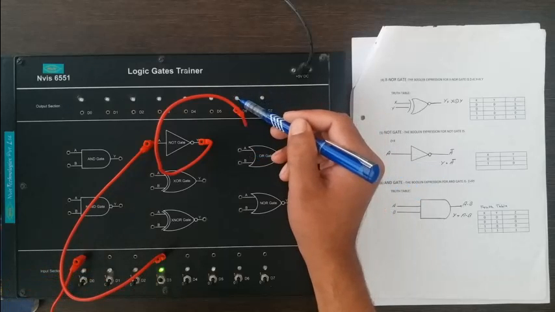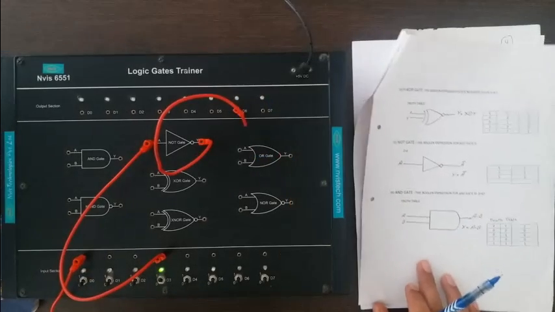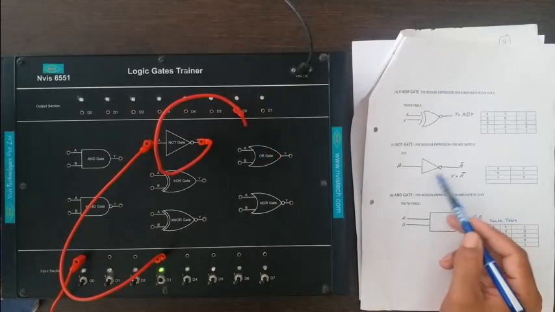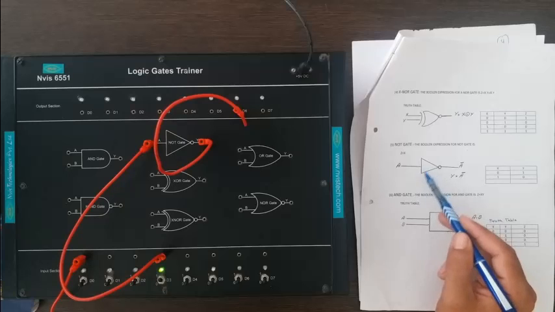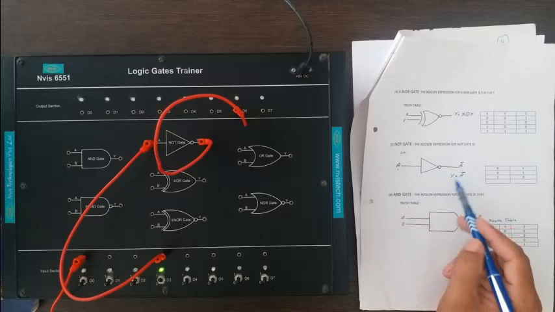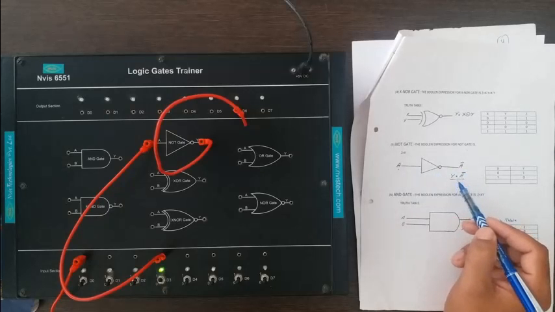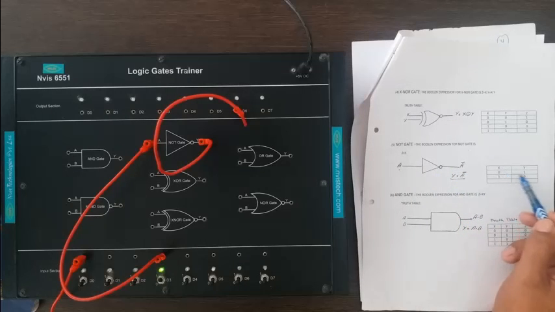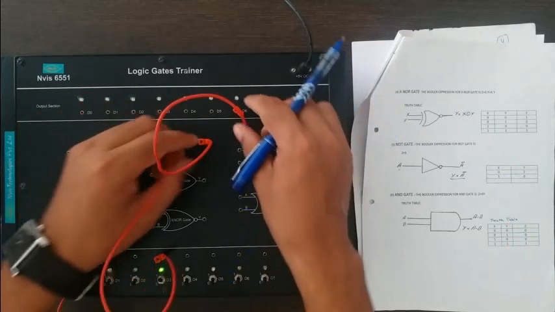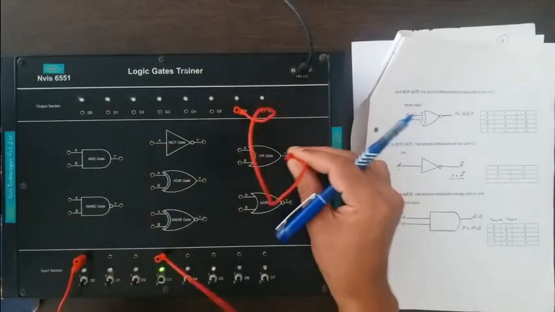So you can see here this is the symbol for NOT gate, one input, and your output should be like this. This is the expression for NOT gate. Now you can see the truth table for this: 0 1, 1 0. Next is OR gate.